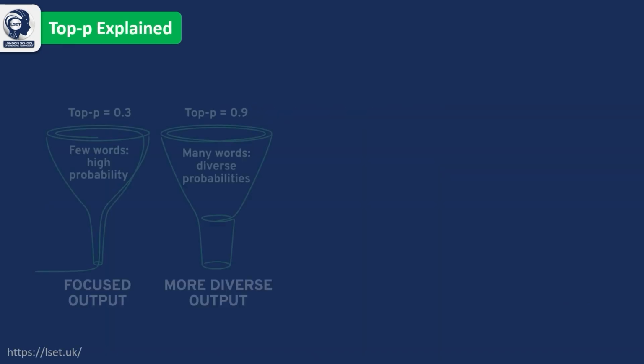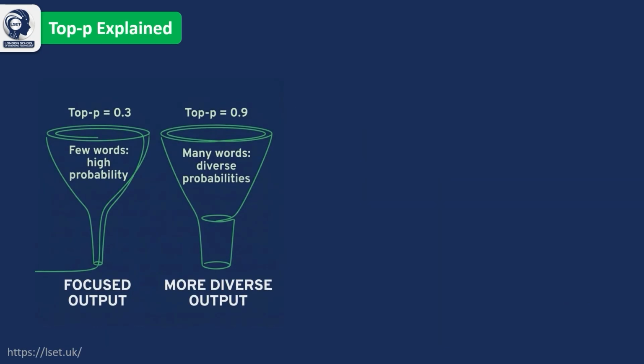Let's see how different top P values influence the AI's responses. With a top P value of 0.3, the AI selects from only a small group of the highest probability words. This produces responses that are more focused, consistent, and predictable.